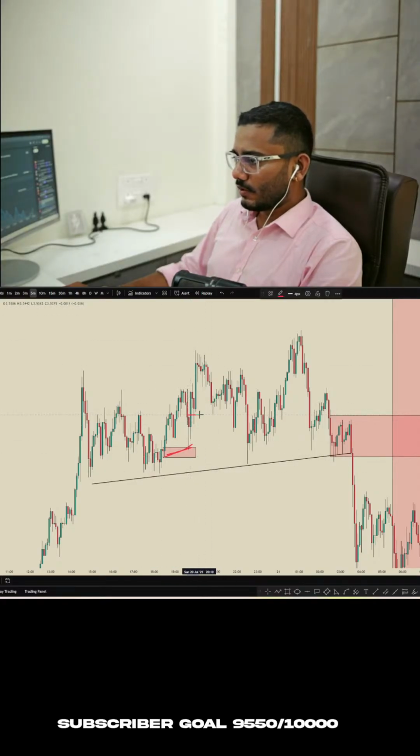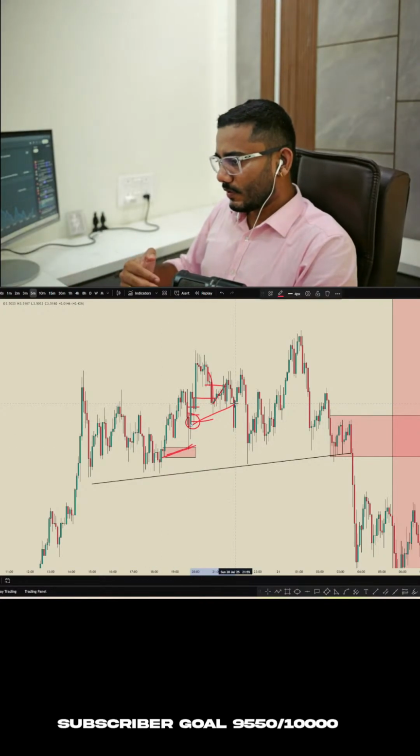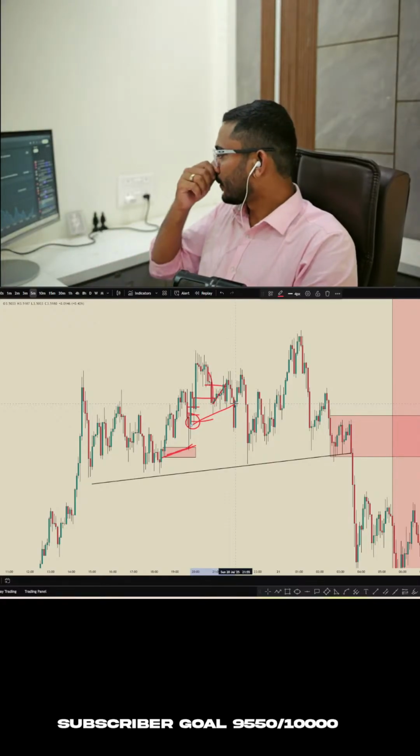Like here, there was an imbalance, price came and fulfilled this imbalance. So this structure is also mitigated. Price reacted from this imbalance, order block, and now this is also mitigated. So everything is mitigated. There is no imbalance left. So eventually price will look for an area which is not mitigated.